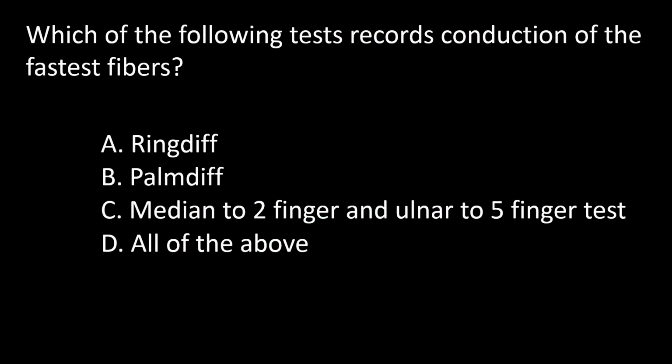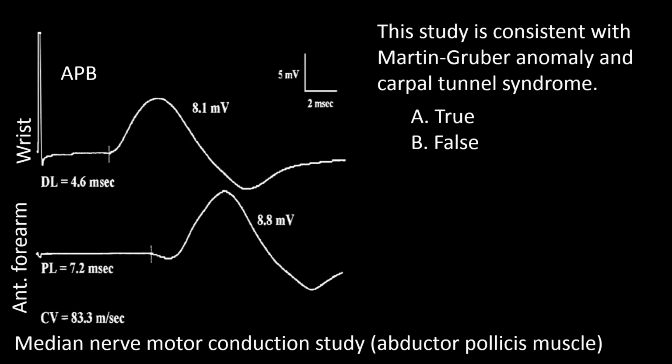So the answer to this question is B. Next question. Please take a look at this frame. This study is consistent with Martin-Gruber anomaly and carpal tunnel syndrome. True or false? Take a few seconds to look at this frame before moving on to the next, if you have to.